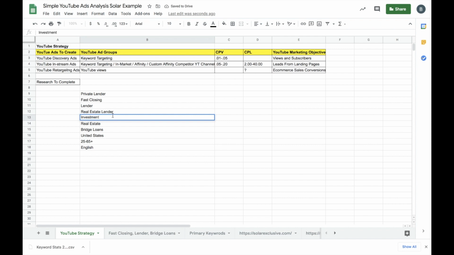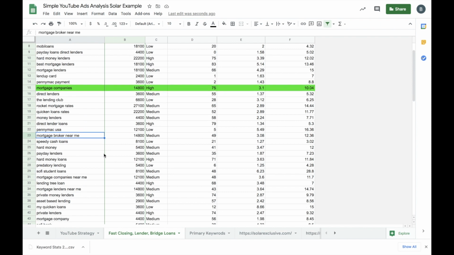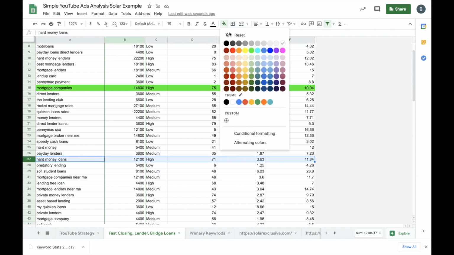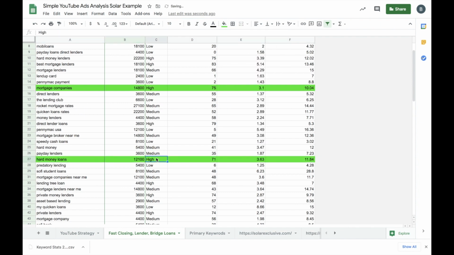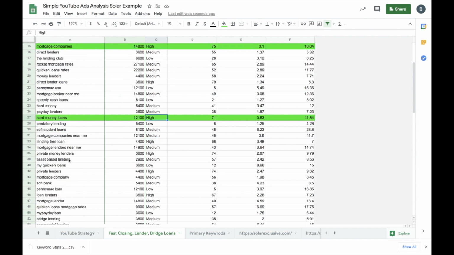Well, usually it's the simple stuff that actually converts the best. So let's just go through this list. Mortgage companies, you're saying that's not relevant. Mortgage broker near me, you're not a mortgage broker. Hard money loans, there you go, boom. That's it. Yes, that's a good one. It's high competition, meaning people are making sales from this, and you're looking at spending maybe $4 on the low end to get a lead in the door. So hard money loans looks good.